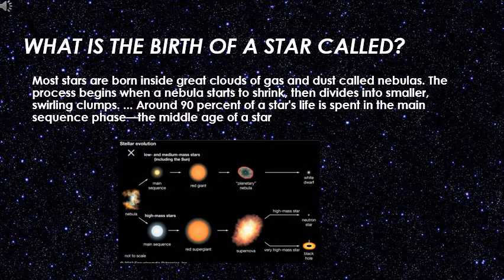Hello, I am Anupama, here to speak about the birth of stars. We all know stars are born when large gaseous clouds collapse under gravity. What is the birth of a star called? Most stars are born inside the great clouds of gas and dust called nebulas. The process begins when the nebula starts to shrink, then divides into smaller and slimmer clumps.